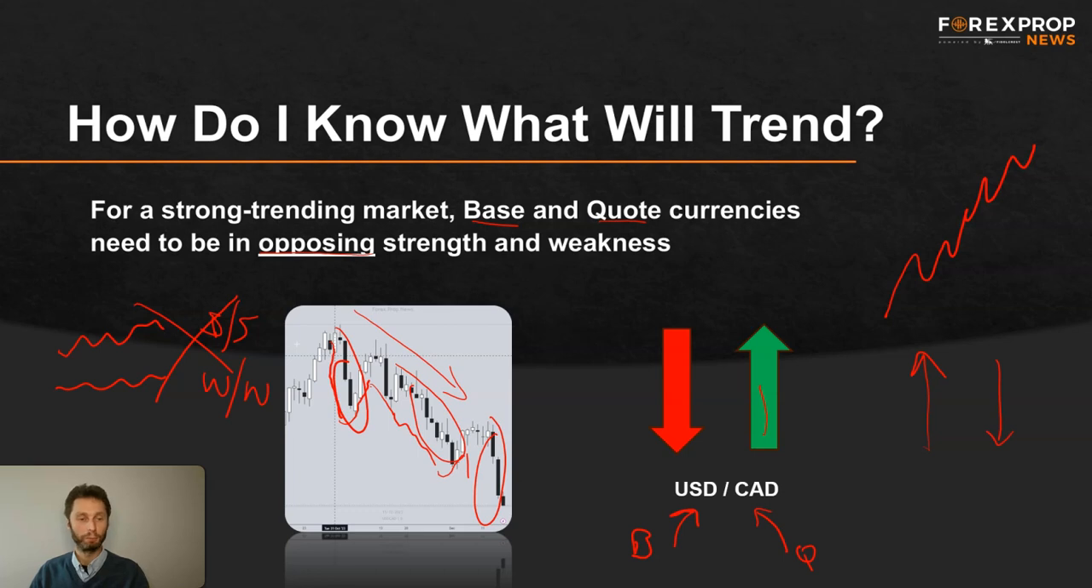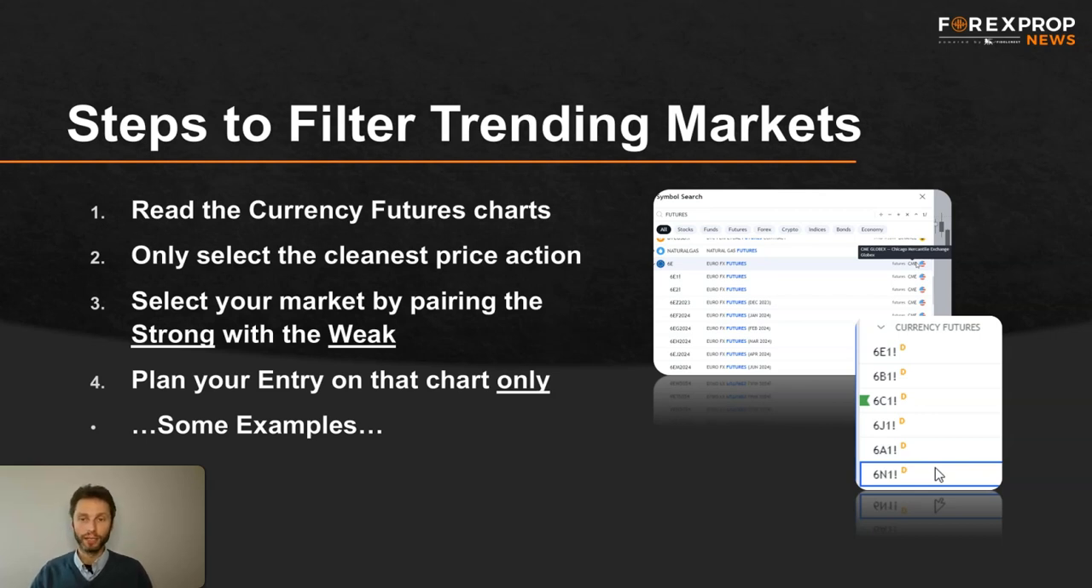Now, let's move on to the next step of how to actually do this. What are the steps to filtering a trending market? Number one, you use the currency futures charts. If you're not familiar with them, they're just like the dollar index. They're a basket, an overall market picture for that currency. Here you can see this is the futures market on the CME exchange. You can read a bit about that if you like, but in TradingView, these are the names for all the currencies. E is euro, B is British pound, C is the CAD, J is Japanese yen, A is Aussie, and N is New Zealand dollar.